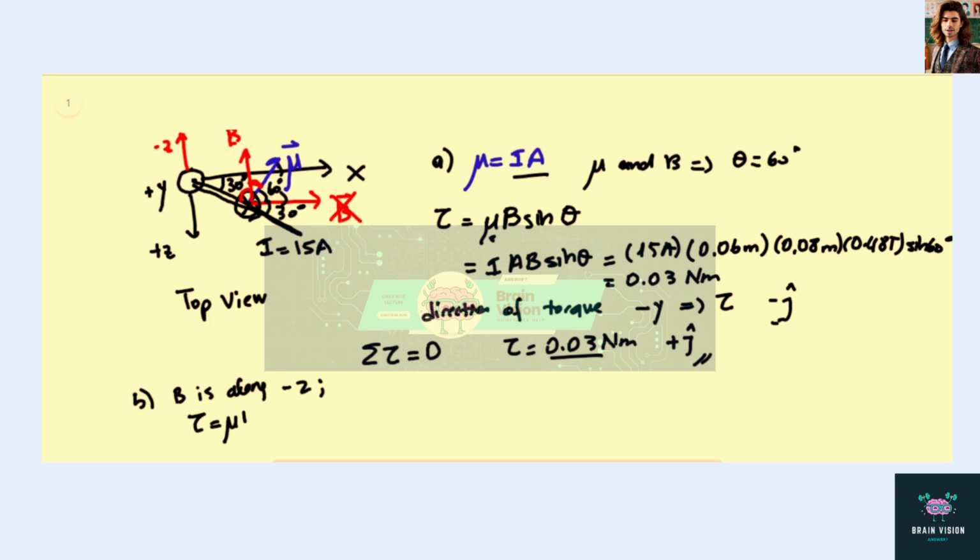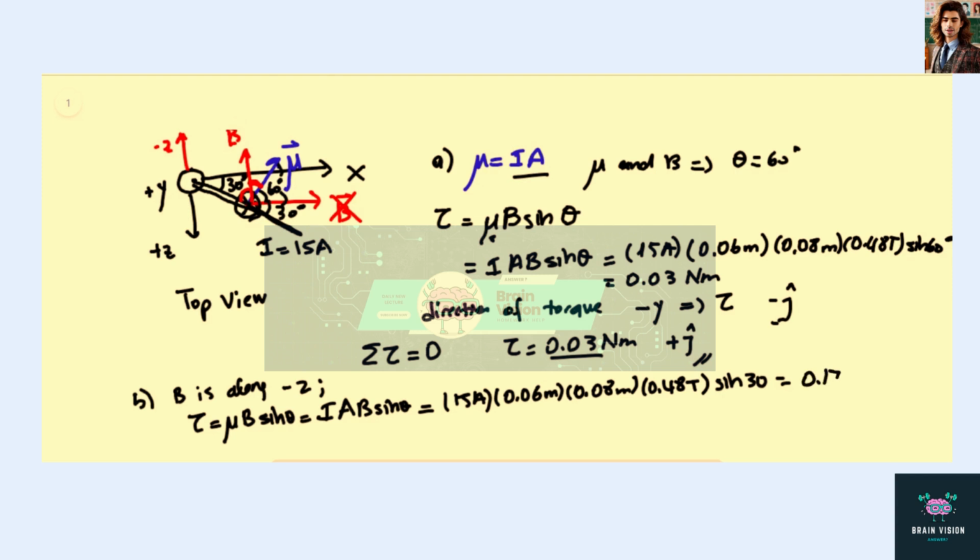Again, what will be the torque? It will be mu B sine theta, mu being I times A, B sine theta. So the current is 15 amps, area is 0.6 meters times 0.08 meters. Magnetic field is 0.48 Tesla. Now this time we have sine of 30. So when we plug everything in, what we find is 0.17 Newton meter.